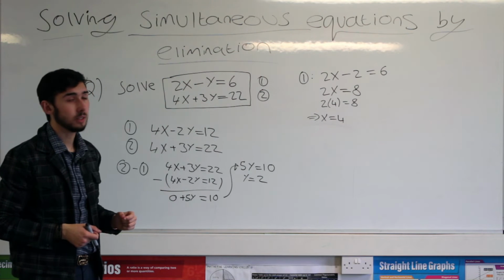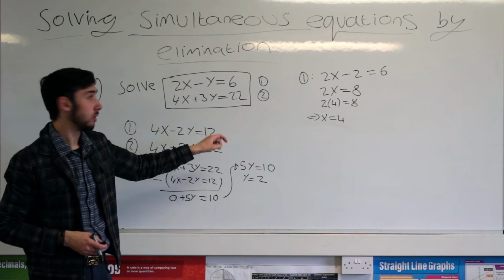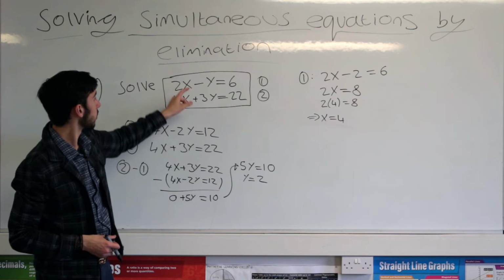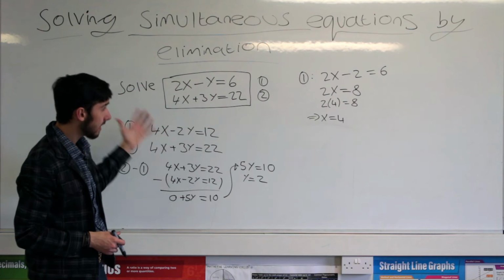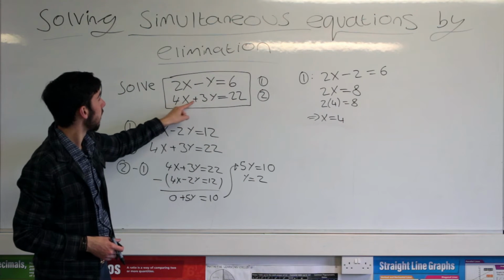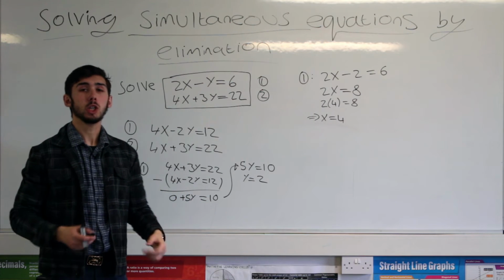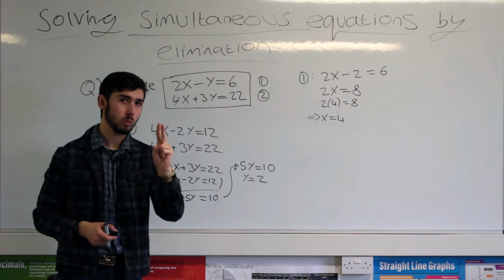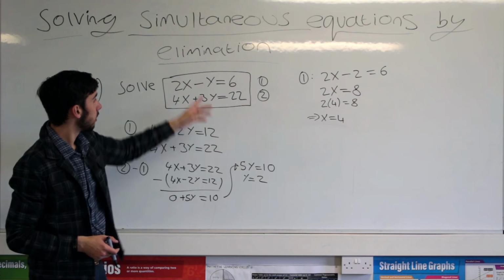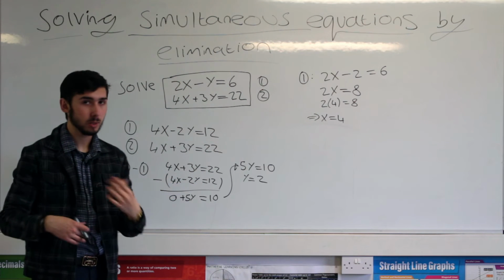X is 4, y is 2, which means that they're the answers, which means if you substitute a 4 where you see an x and a 2 where you see a y, both of the equations will be true. Yes, 2 lots of 4 minus 2 is 6. Yes, 4 lots of 4 plus 6, yes, it's 22. So both equations are satisfied, and you'll only ever have one x value and one y value when these are linear. Nothing's being squared, nothing's being cubed, no powers like that, nothing's being square rooted.